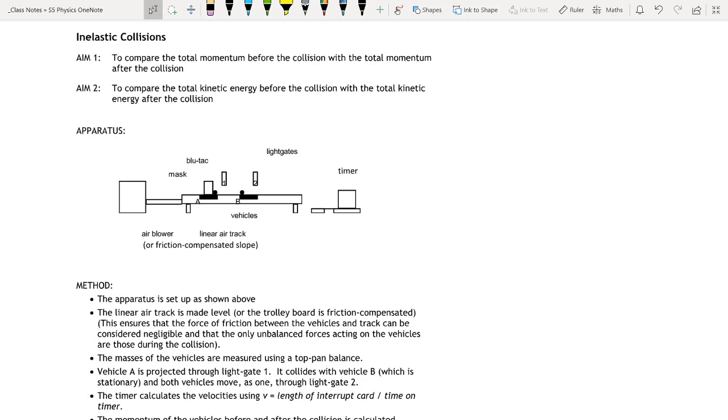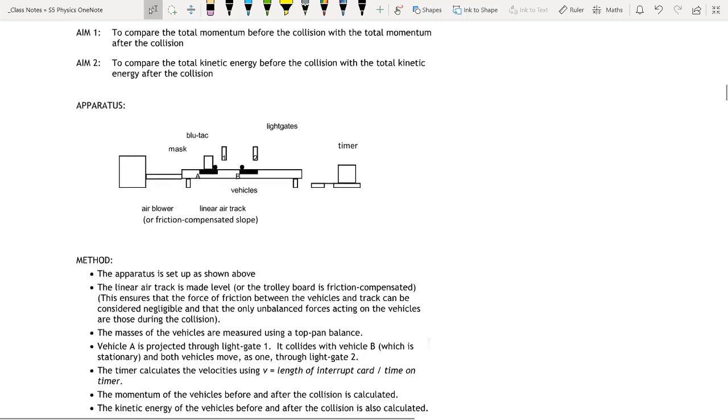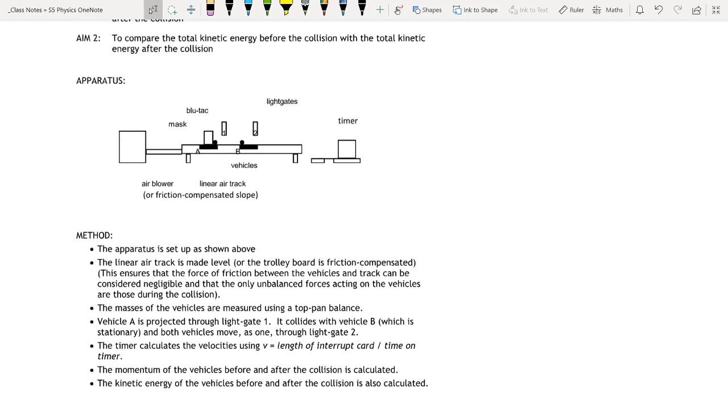However, what you could also do is work out the kinetic energy before and the kinetic energy afterwards. And in an inelastic collision, the initial kinetic energy does not equal the final kinetic energy. So momentum is conserved, but kinetic energy is not. Basically, that's what this experiment would be.